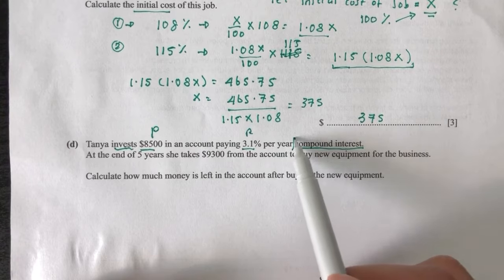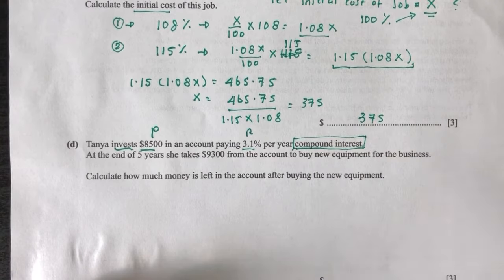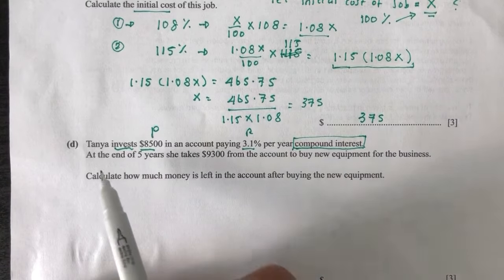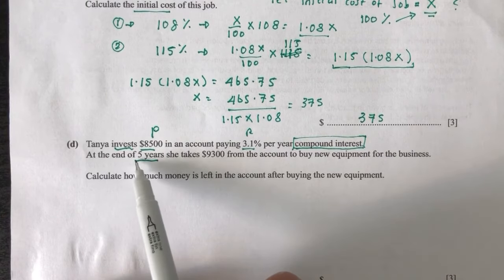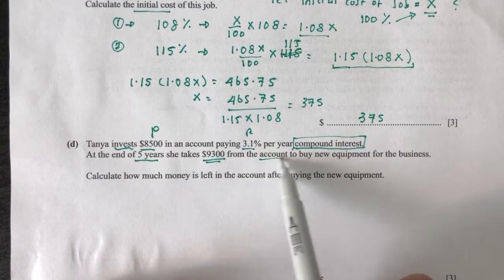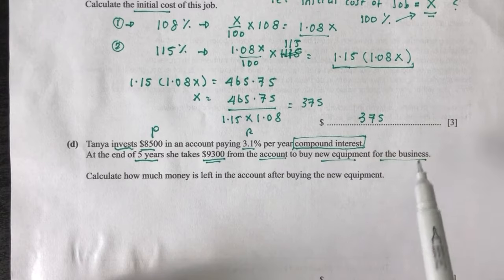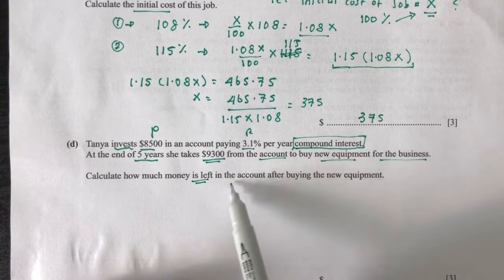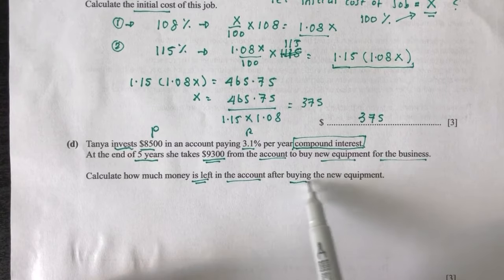So now know that compound interest is not the same as simple interest, so we have a different formula for this one. At the end of the 5 years, she takes 9,300 from the account to pay for new equipment for the business. Question: calculate how much money is left in the account after buying the new equipment.